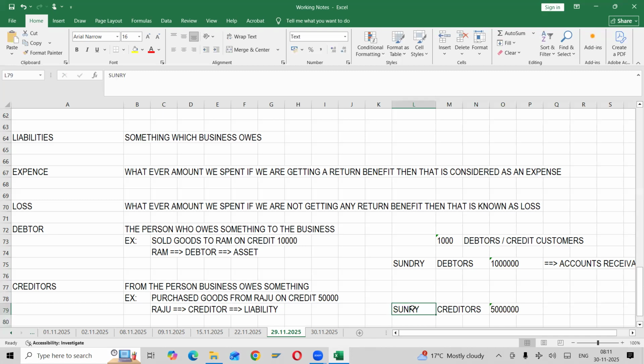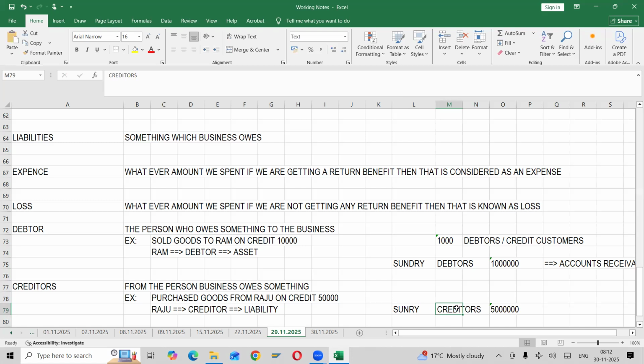As I said, sundry receipts, sundry payments, small payments like your newspaper bill, tea bill, or snacks bill, in normal business we will write as sundry expenses, sundry payments, sundry receipts. Clear? So sundry means a group. A creditor is nothing but the one to whom we need to pay.